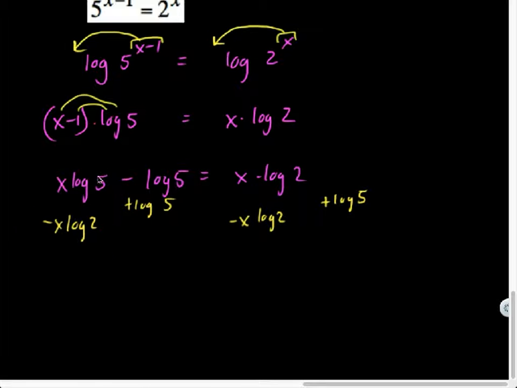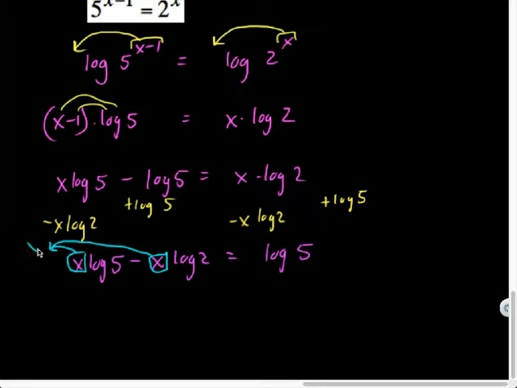And now these don't really combine as like terms as nicely as you'd hope. But I have x log 5 minus x log 2 equals the log 5 that was left over here. So I've got variables and numbers all grouped together. And the benefit here is I can actually write this as a single variable now if I GCF out the x.